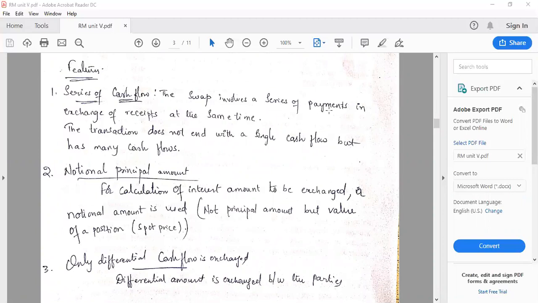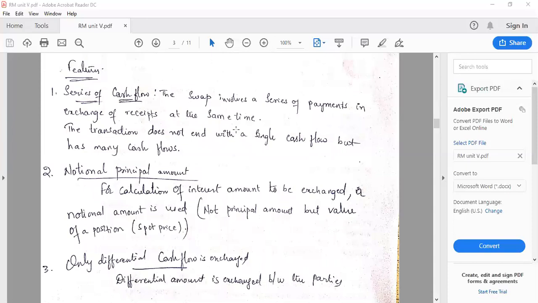The swaps involve a series of payments in exchange of receipts at the same time, meaning we will pay and at the same time we will receive. That's why we are calling it swaps, right? So we will pay and receive at the same time, and the transaction does not end with a single cash flow, but has multiple cash flows.